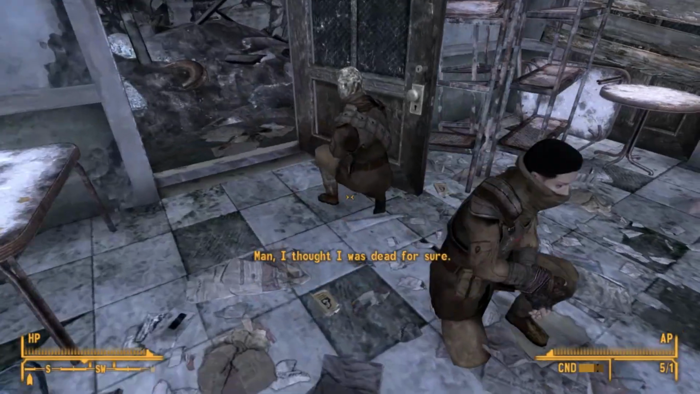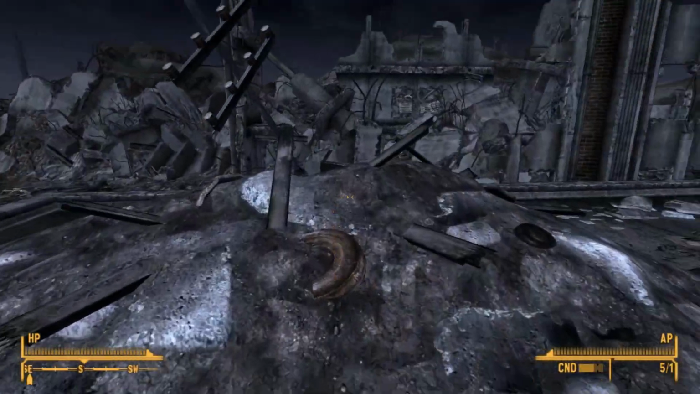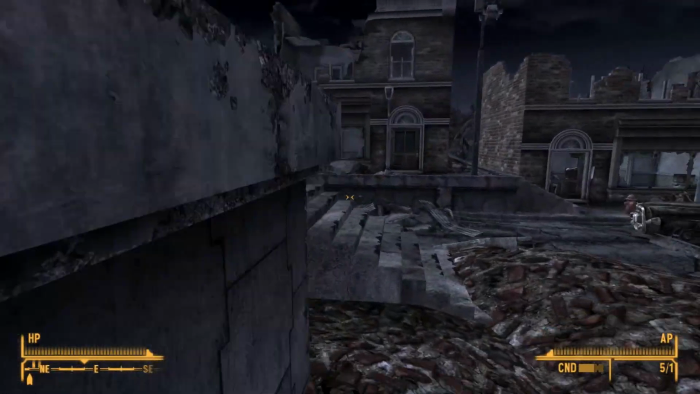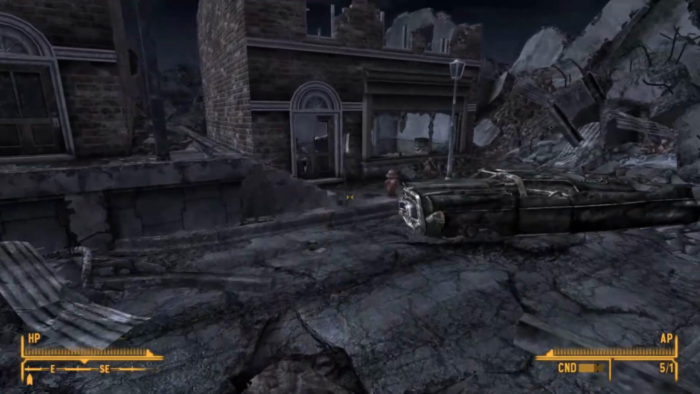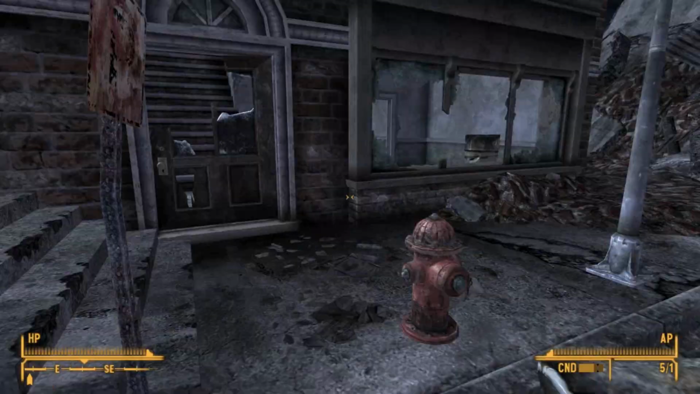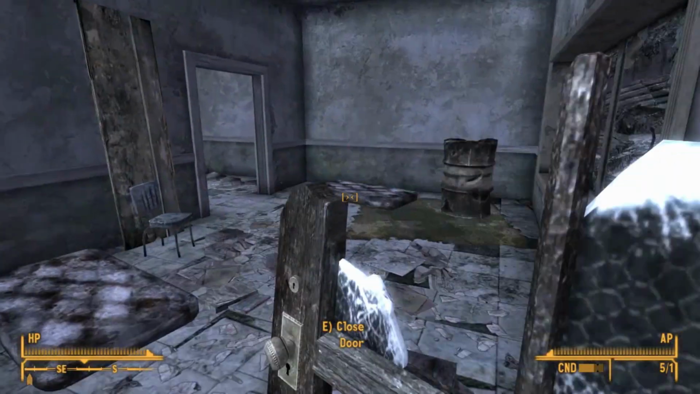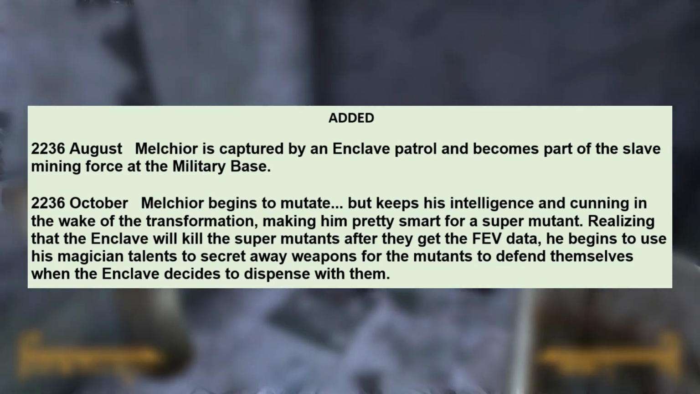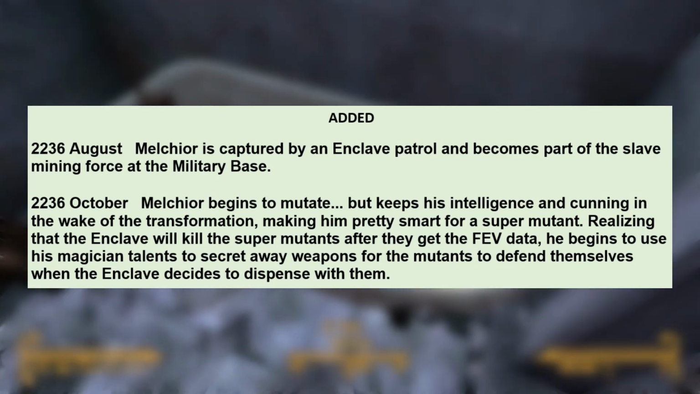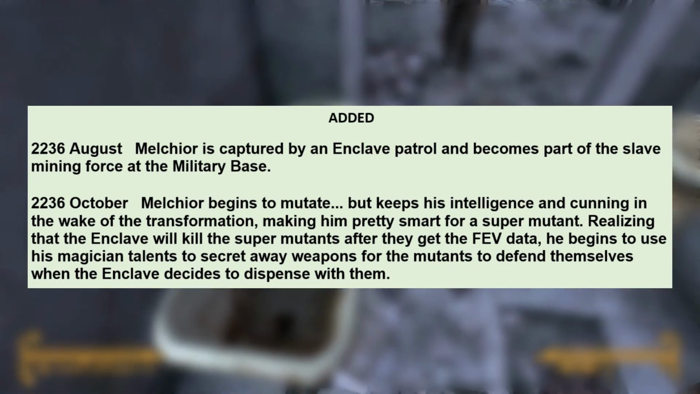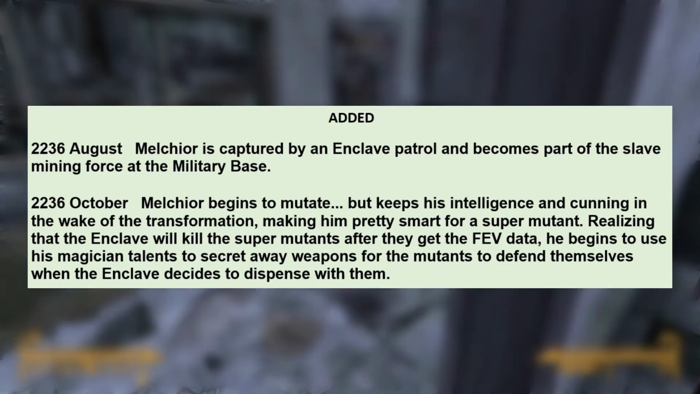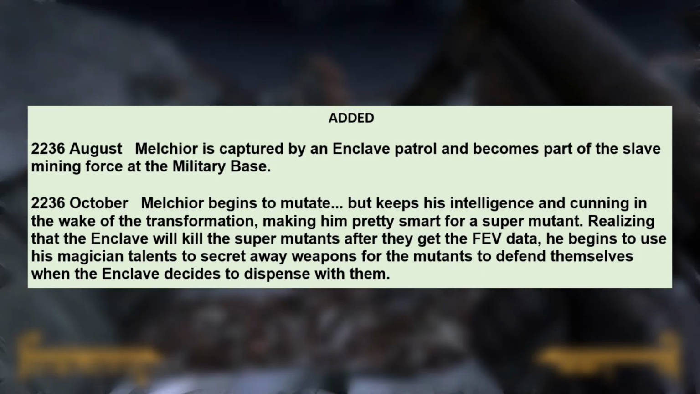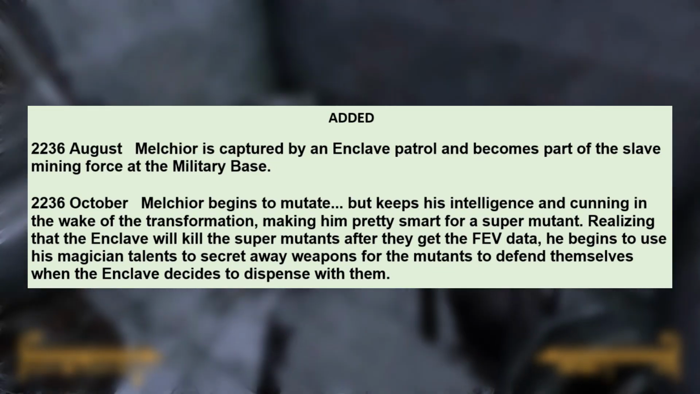So in the original timeline, the Enclave finds the Mariposa military base in 2095, and Horgan begins mutating due to his time there. These events are changed to 2236, many years later, with the following entries added. 2236 August, Melchior is captured by an Enclave patrol and becomes part of the slave mining force at the military base. October, Melchior begins to mutate, but keeps his intelligence and cunning in the wake of the transformation, making him pretty smart for a super mutant.